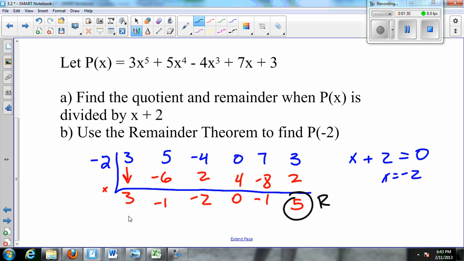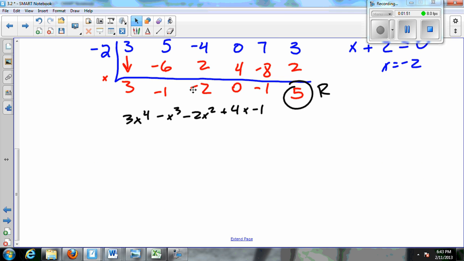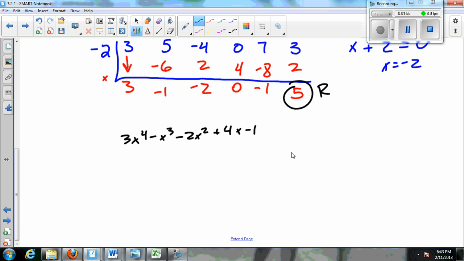So our answer will be 3x to the fourth minus x cubed minus 2x squared plus 4x minus 1, plus our remainder 5 over x plus 2.